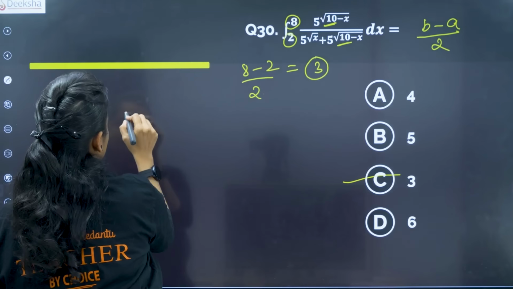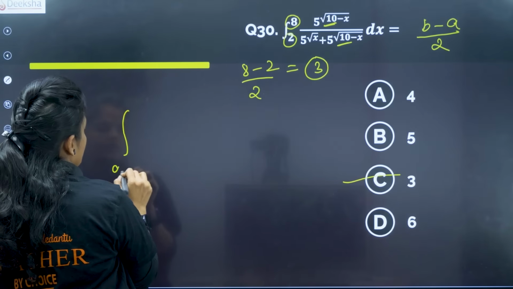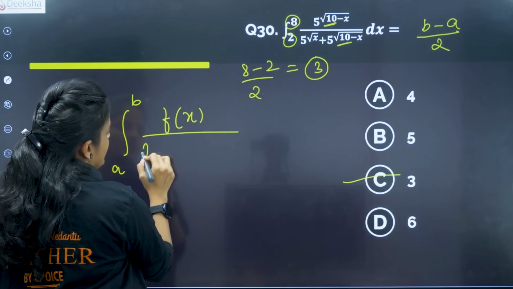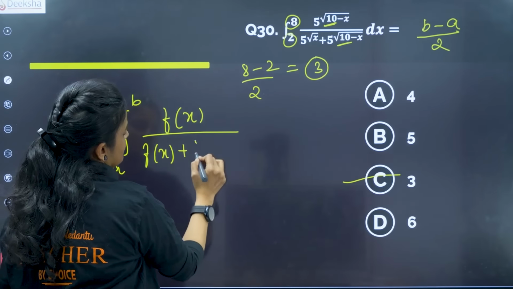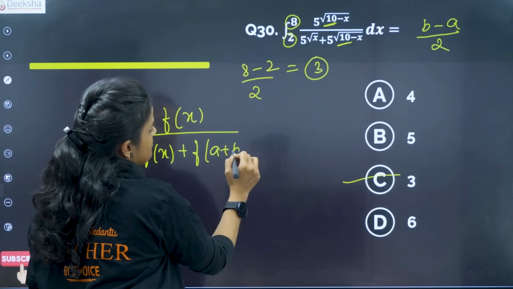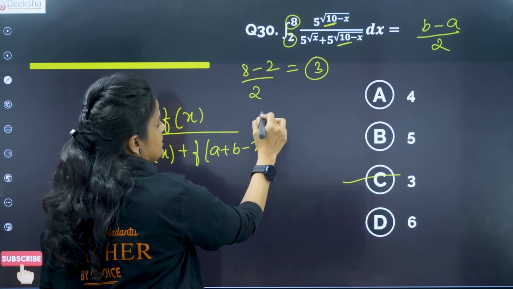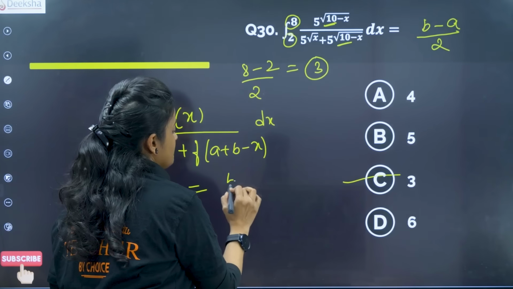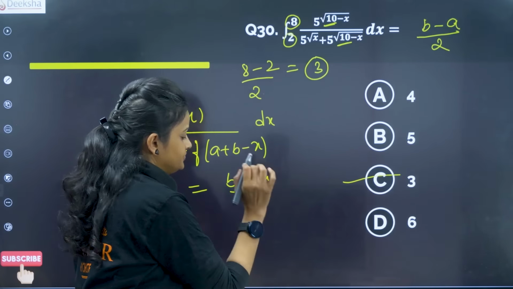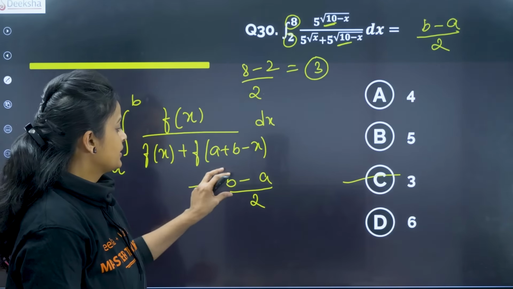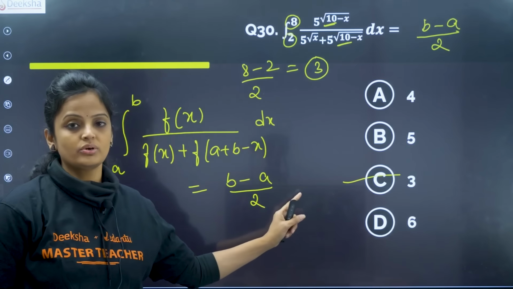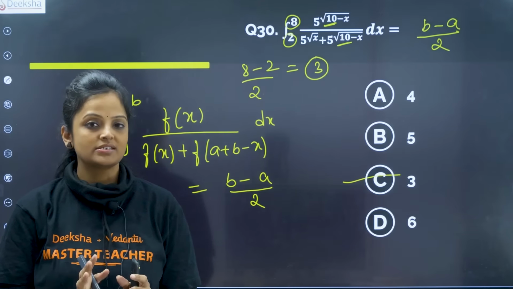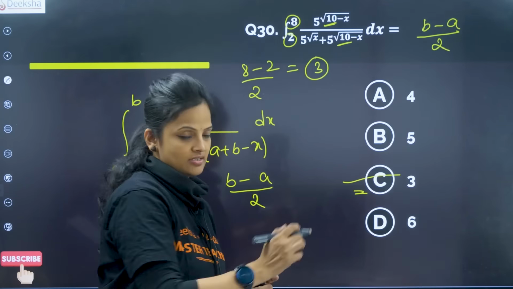Generally, how does it look? Integration from a to b, f of x divided by f of x plus f of a plus b minus x. This will be the form, and the shortcut for this will be b minus a divided by 2, where b is the upper limit and a is the lower limit. Once you see this form, you have to immediately put this result. That gives you the answer.